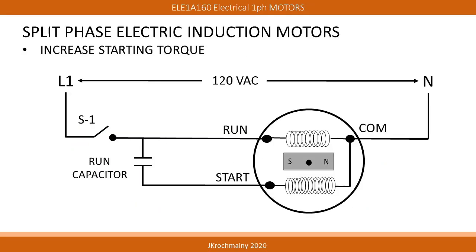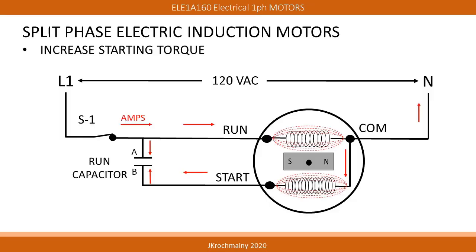The split-phase induction motor utilizes a second coil. The first stator coil is referred to as the run windings. The second coil is referred to as the start winding. These two coils, the run and the start, provide for the extra flux lines needed for more repelling force and therefore increase the power of the motor.